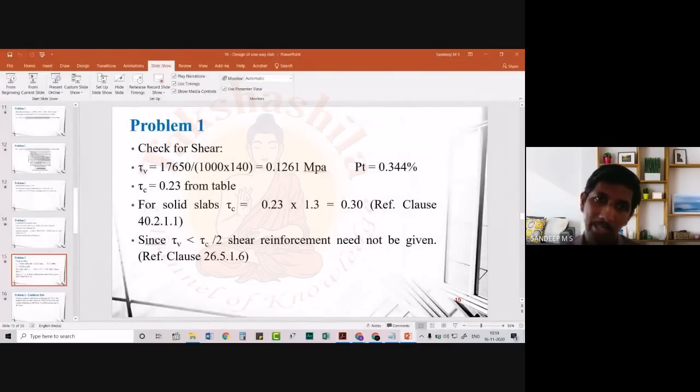If you see here, the tau v value is 0.1261 and the modified tau c value is coming around 0.3. If you compare these two values, tau v is actually less than half of this. Half of this is only 0.15, but our tau v value is 0.12. So in this case, we need not provide any shear reinforcement. Even minimum shear reinforcement need not be provided in the case of slab. Therefore, we need not provide shear reinforcement in the case of slabs.